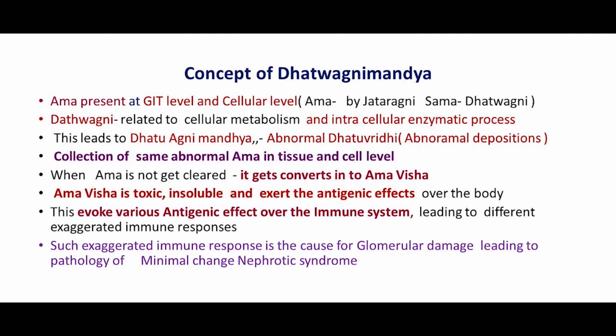When an antigenic substance is continuously deposited in the body, acting as amavisha or antigen, it continuously stimulates the body's immune system. So what happens? It evokes an antigenic effect over the immune system, leading to different exaggerated immune responses. The immune system gets confused, or aberrated, when there is continuous antigenic stimulation within the body by its own substances, that is ama. The ama is formed from the body only. That ama gets collected and exerts an antigenic effect on the immune system. Now the immune system is quite confused, and it starts giving an exaggerated response, and such an exaggerated immune response is a cause of glomerular damage, leading to the pathology of minimal change nephrotic syndrome. Next.